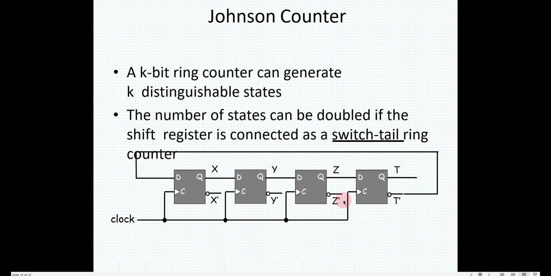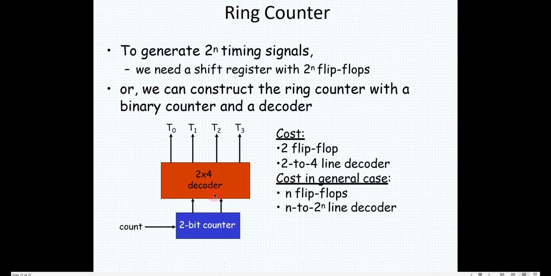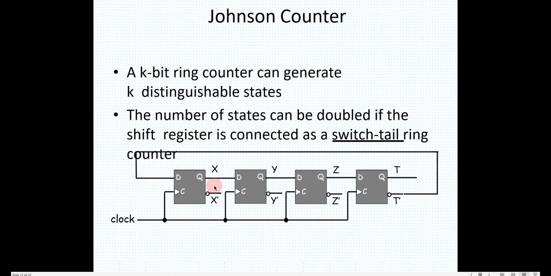With 4 flip-flops I am getting 8, right? If I use Q, I'll get just 4. If I use Q bar, I will get 8 different states. And if I use a decoder out here and a simple counter, then more states I can get. So this is somewhere in between the two configurations.